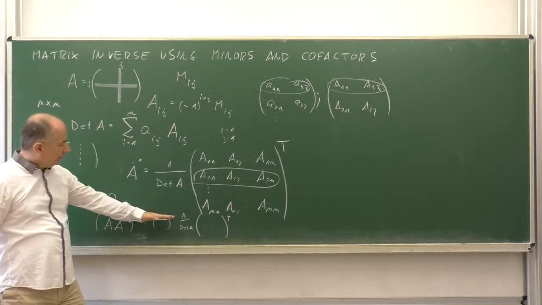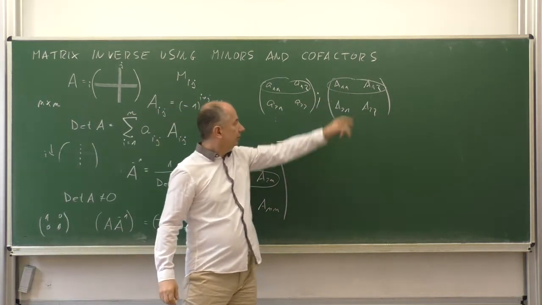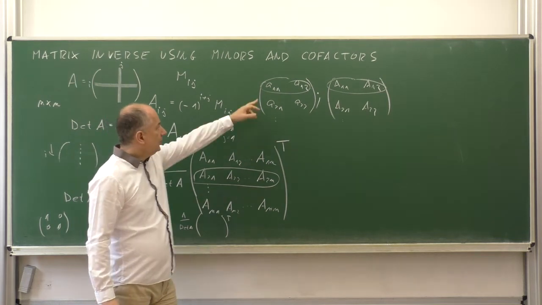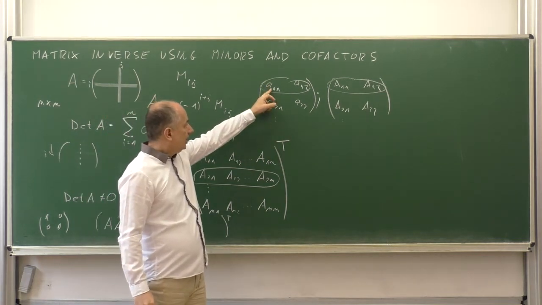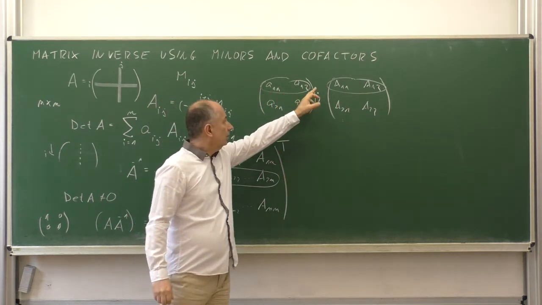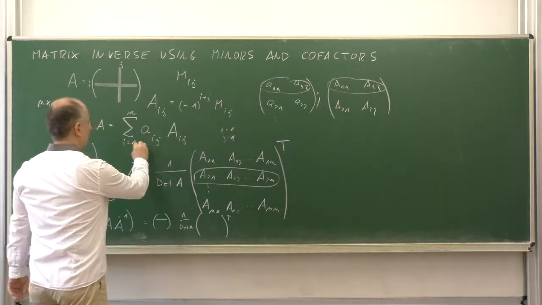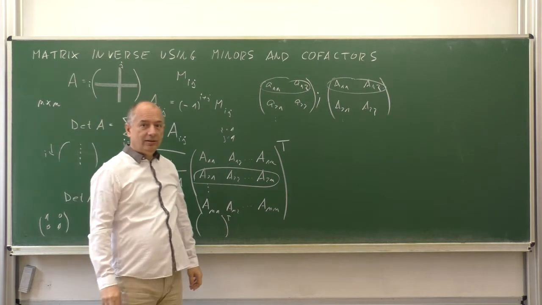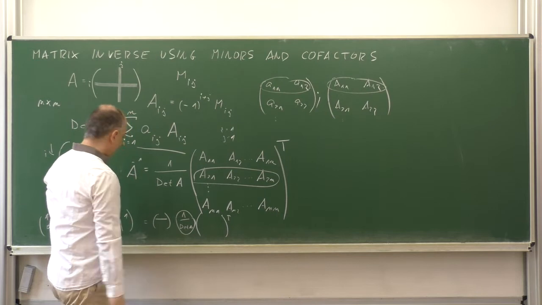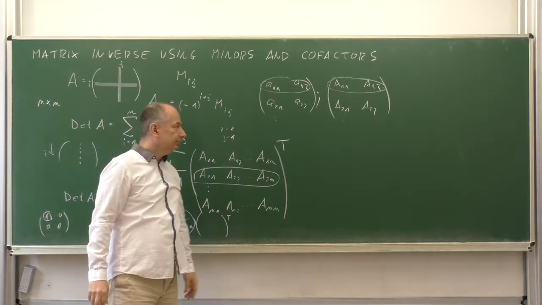So the first row here and the first column here, which corresponds to the first row here. But this is the sum of the products of the entries, small a times capital A, and this is exactly the determinant of the matrix. And when we divide by the determinant, we get indeed 1. That's good.